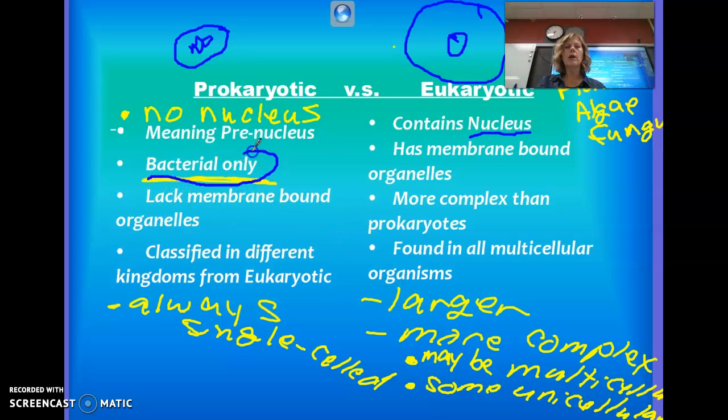When we talk about prokaryotic, we are only talking about bacteria. So all bacteria are prokaryotic, and all prokaryotic cells are bacteria. They're classified in different kingdoms from the eukaryotic because they're very different. Although their genetic material, that DNA, and RNA, I guess, just sort of hangs out in this nuclear region. So they're always single-celled. You are made of eukaryotic cells. That's a good way to remember it.